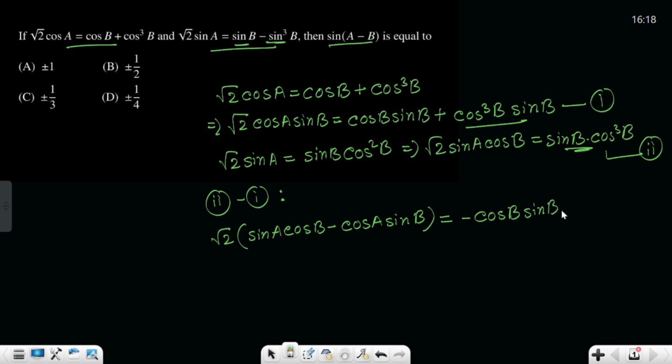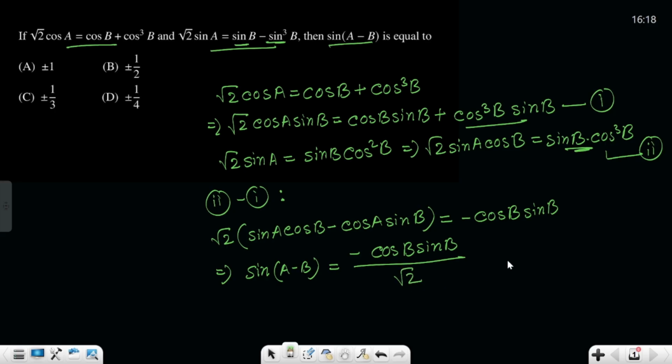Right? Now you can see here sine a cos b minus cos a sine b. So that is actually equal to what? Sine of a minus b. So from here we can say that sine of a minus b is equal to minus cos b sine b upon root 2.